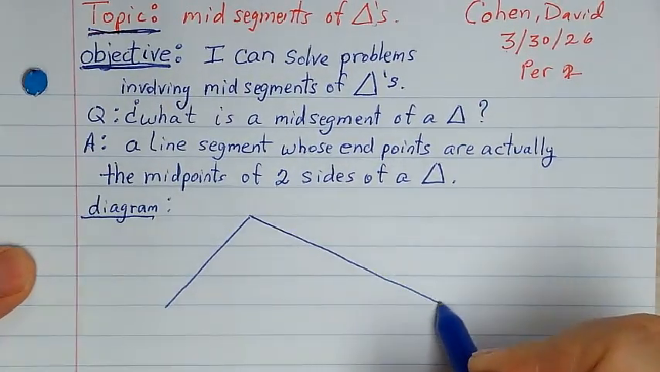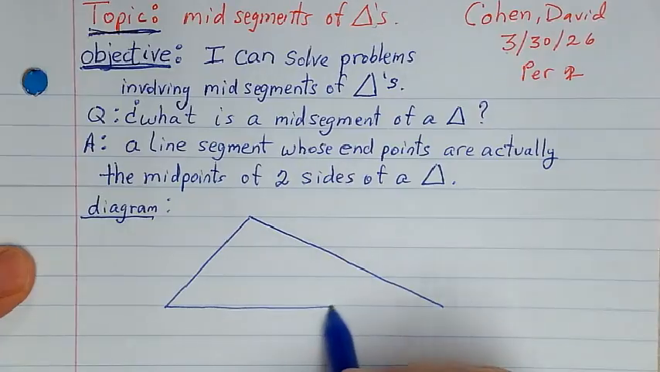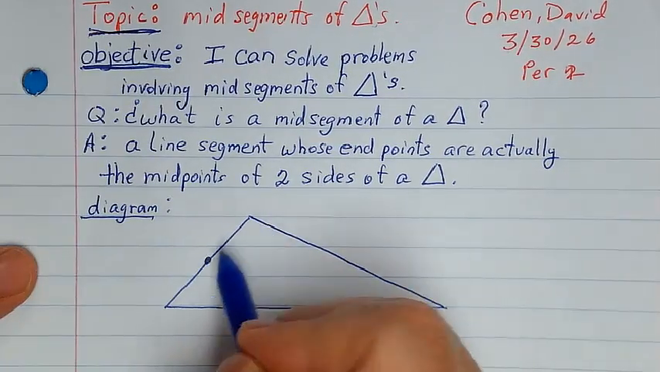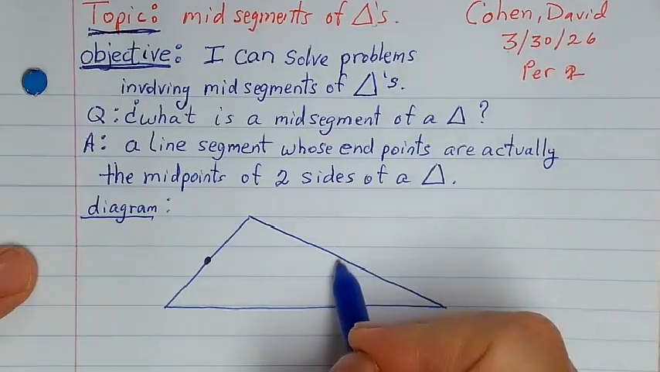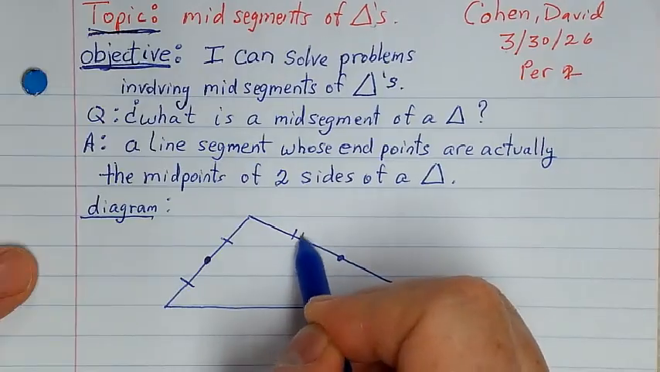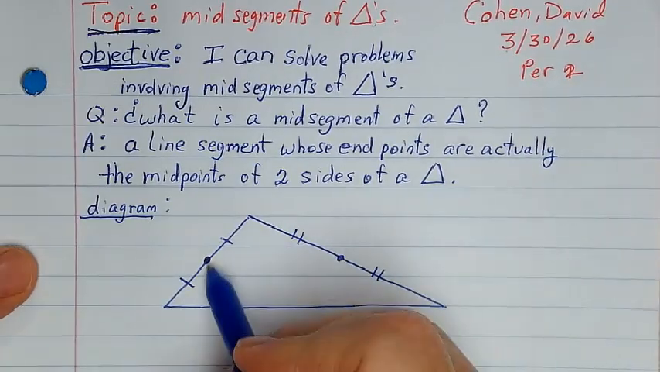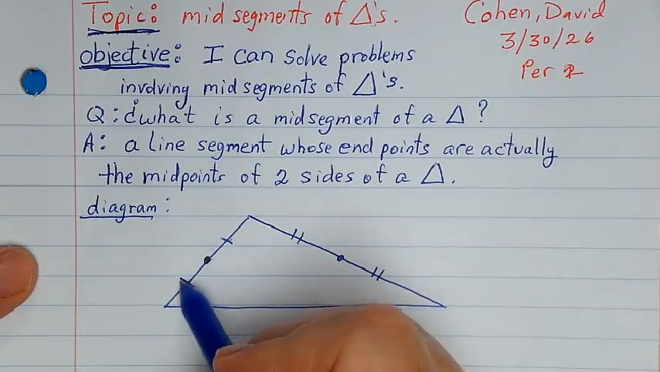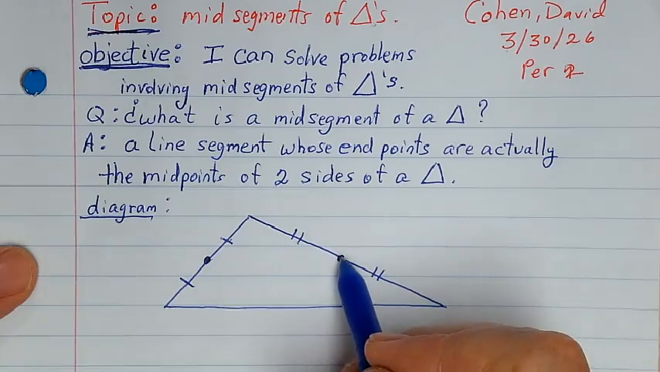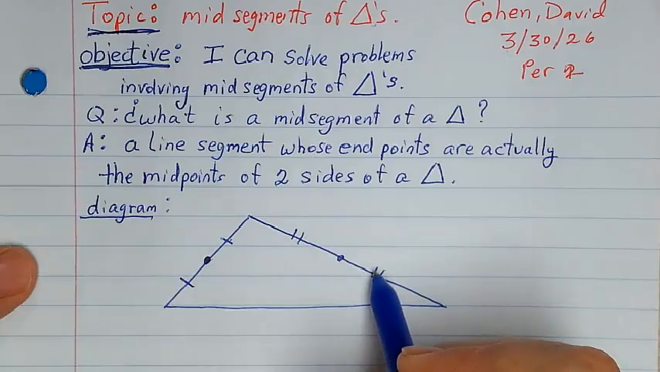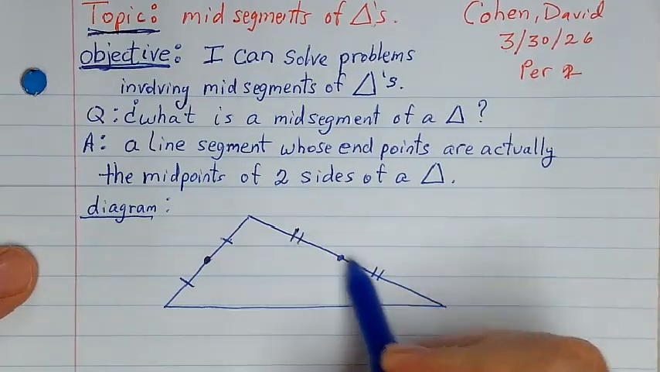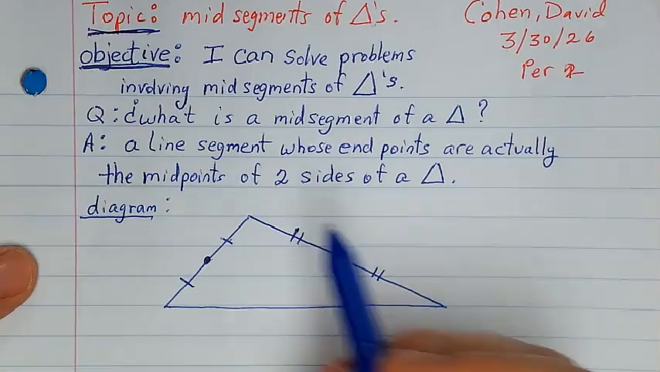So I'm going to draw just any old triangle. And what I'm going to do is I'm going to say this is the midpoint. That's the midpoint. And you show it's a midpoint by the markings, because by definition of midpoint, those two segments are congruent to each other. You know that's a midpoint because these two segments are congruent. How do you know the segments are congruent? Because they have the same number of tick marks.